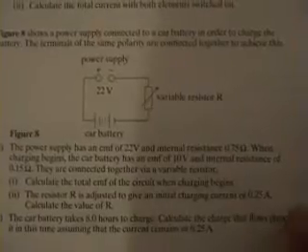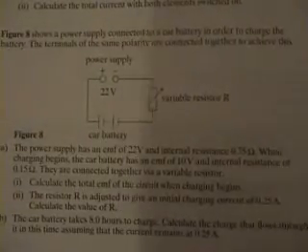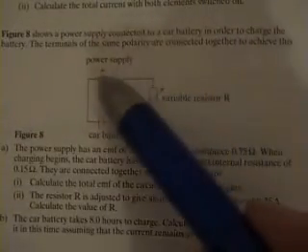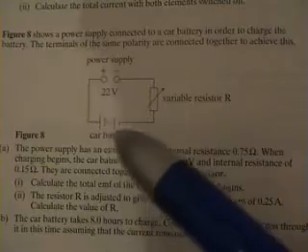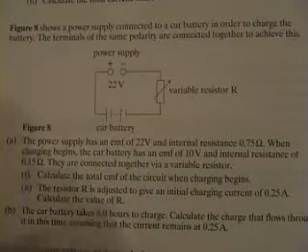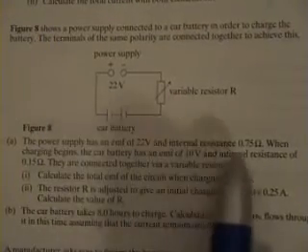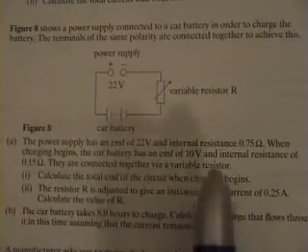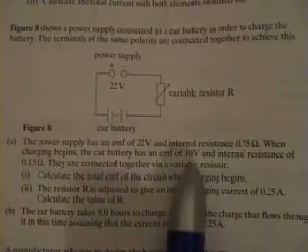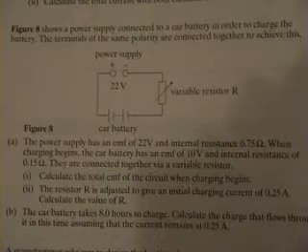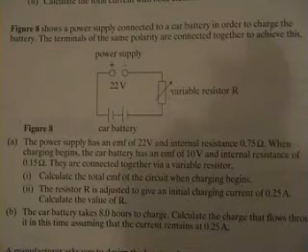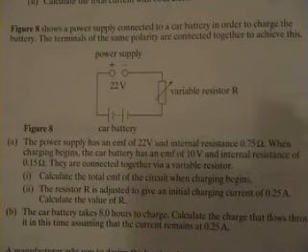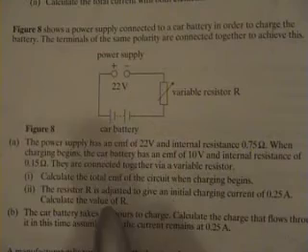Question 15 is about the charging circuit for a car battery. So you've got a power supply connected to the terminals of the car battery. It tells you the EMF of the power supply. It also tells you it's got some internal resistance. It tells you what the EMF of the car battery is to begin with: 10 volts. If you know anything about car batteries, they're supposed to be 12 volts. So that's a sign that this battery is flat and needs charging up.